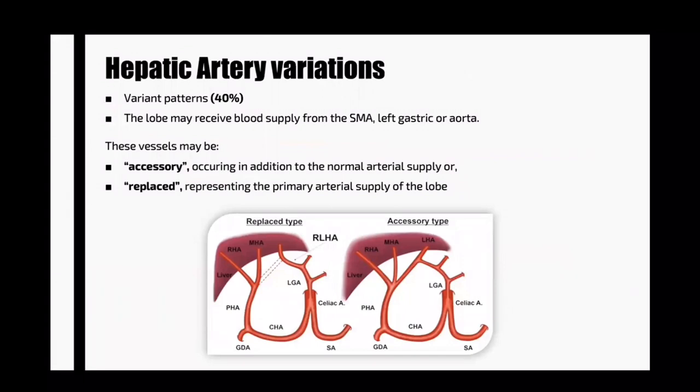In the other 40% of cases, there are some variant patterns, but it's important to differentiate between the accessory vessel and the replaced vessel. The accessory vessel is an additional vessel to the original branch, while the replaced vessel is the only blood supply to the lobe in the absence of the original vessel.